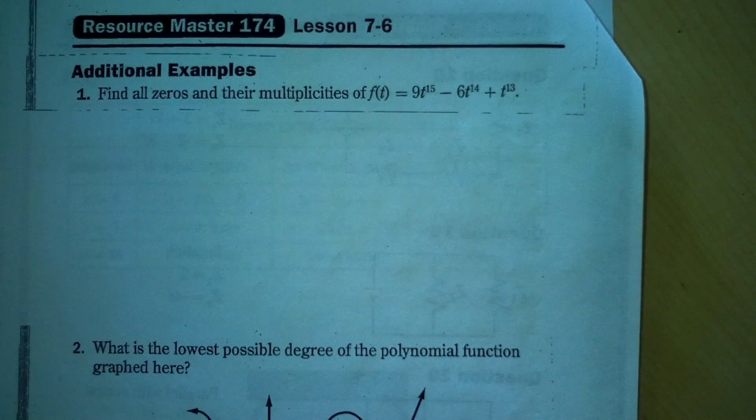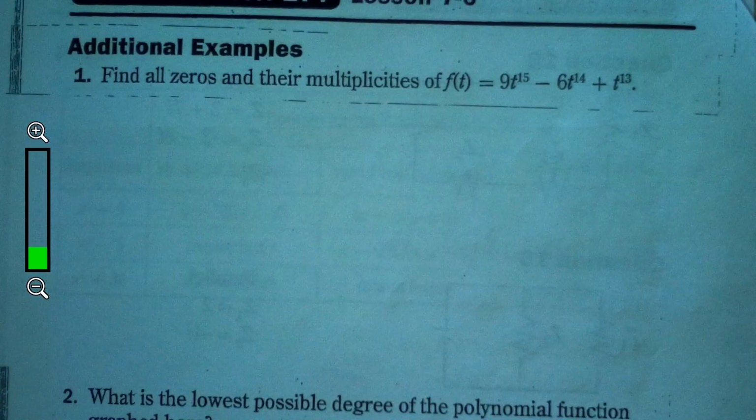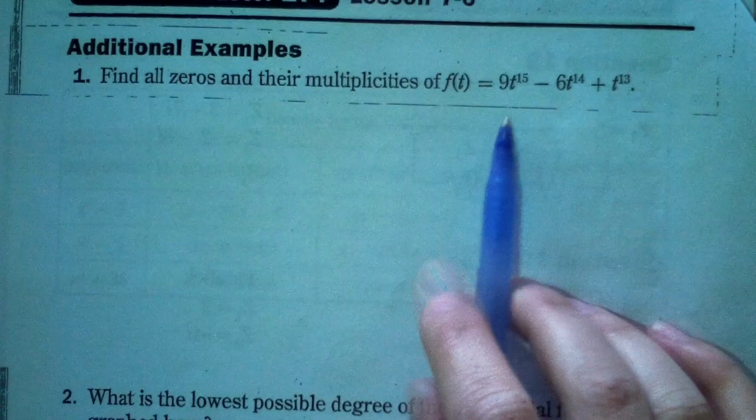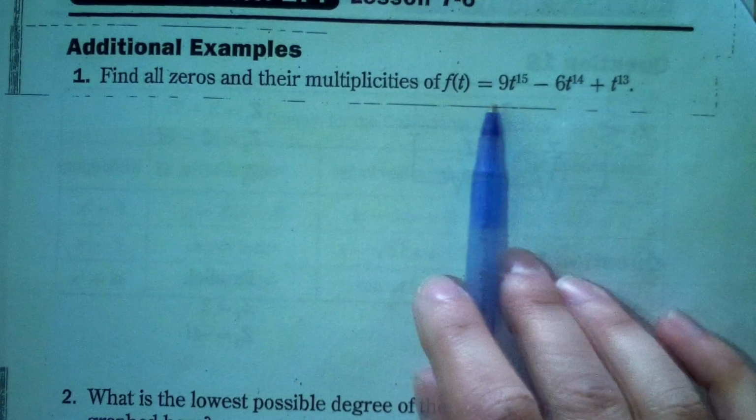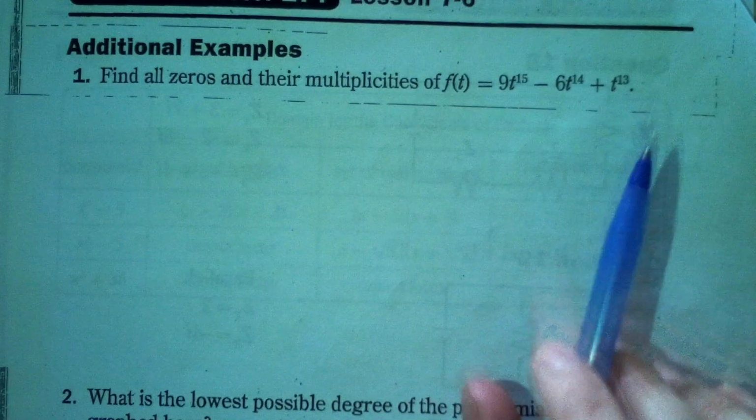So I'm going to rewrite this as pulling a t to the 13th out front. If I pull 13 t's out of t to the 15th, that would leave me with 2 left, so that would be 9t to the 2nd. If I pull 13 t's out of t to the 14th, that would leave me with 1 t, so it would be minus 6t. And then if I pull 13 t's out of t to the 13th, be careful here, you can't write it as 0. You have to write it as 1.